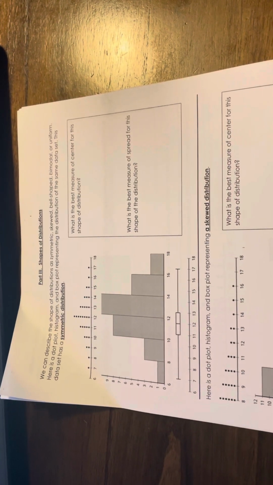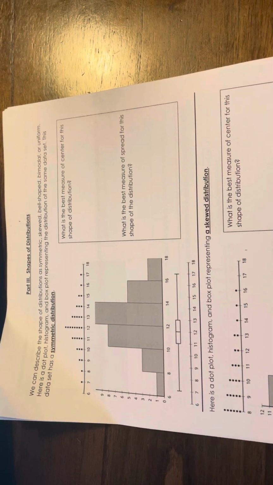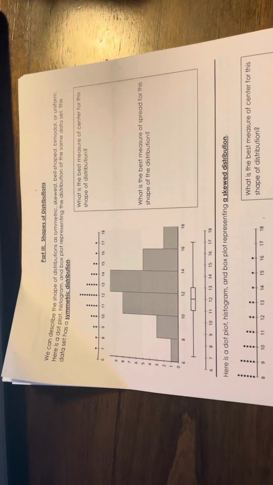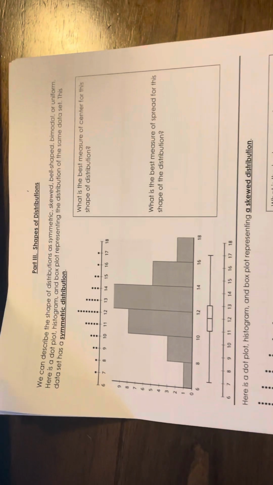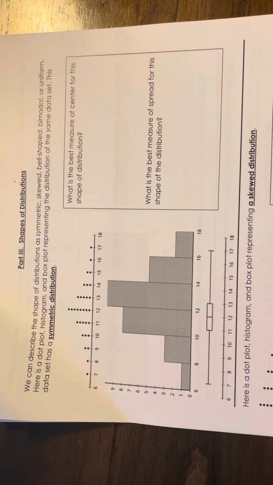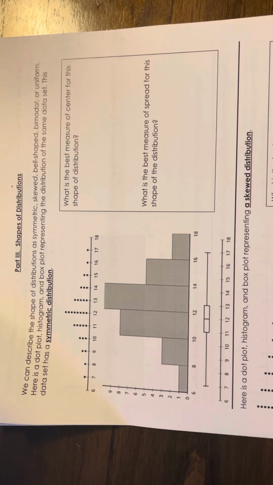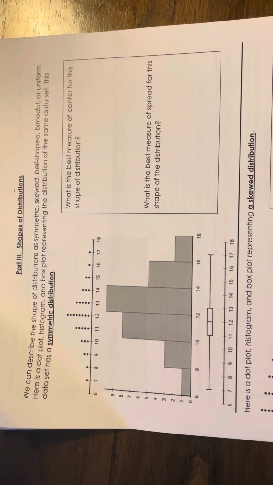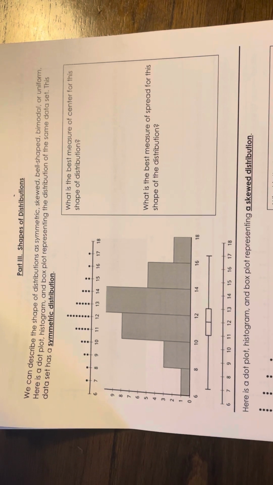All right, so we're gonna go ahead and finish the last part of the Unit 7 Lesson 1 note guide. And here we're gonna start with, this should be about the third page of your note guide, I would think. But just find your note guide, find this, and we're gonna just start here on this page where it's talking about shapes of distributions. Okay, so we can describe the shape of distributions as symmetric, skewed, bell-shaped, bimodal, or uniform.